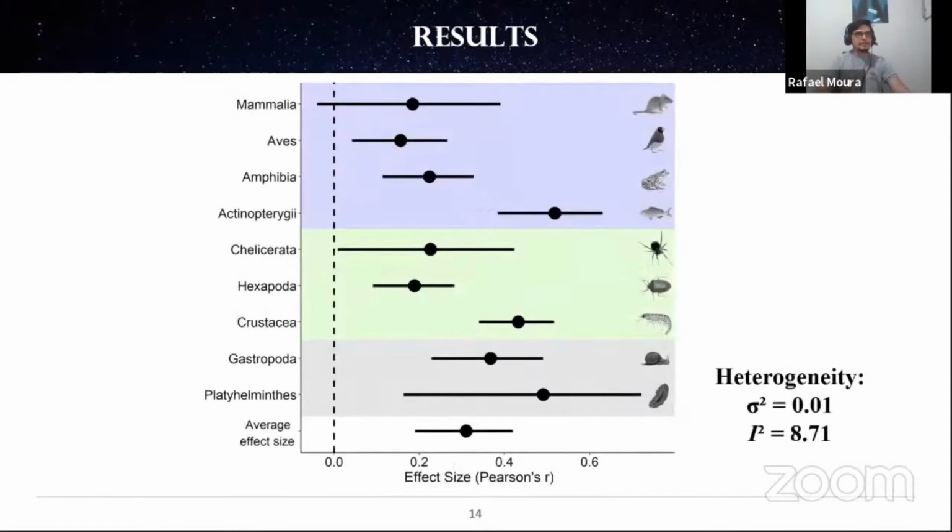We also identified, using this unbiased data set, a pattern of average effect size for each subphylum. Mammalia was the only one that exhibited random mating, while in the others the assortative mating was positive, and Actinopterygii exhibited the highest value. The heterogeneity of this model was the lowest of all models that we presented here. So our average patterns reported in this meta-analysis are very consistent across studies.